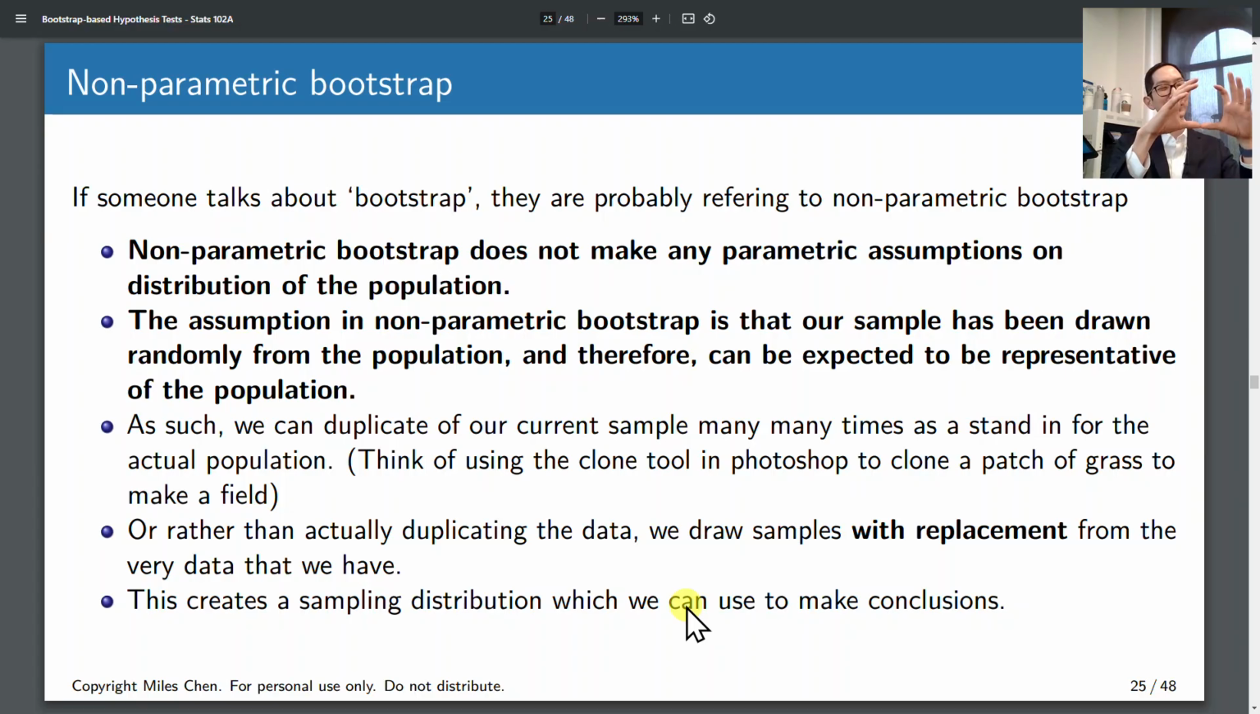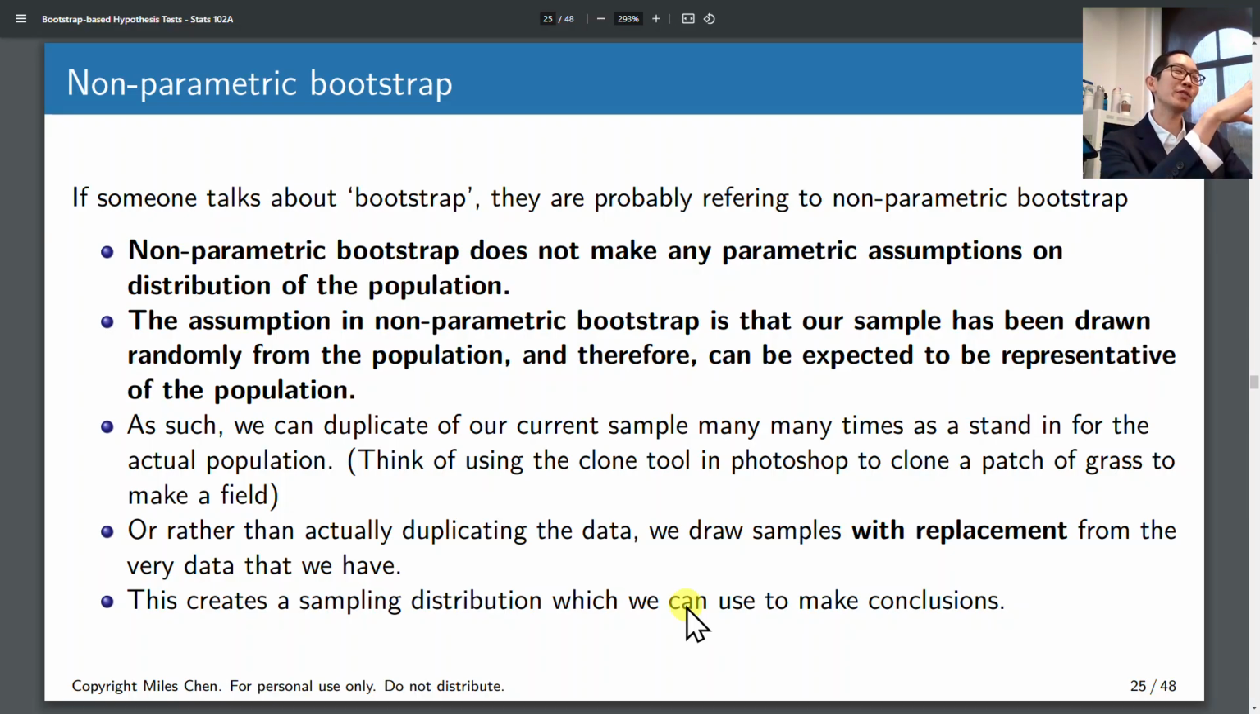I don't know if you've ever played with Photoshop or something, but let's say you needed to fill in part of the picture with a bunch of grass. What you can do is take a little patch of grass and then clone it everywhere. You just copy and paste that grass everywhere. And now it looks like the whole picture is filled in with grass. And if your patch of grass is representative of your average patch of grass, then it will probably look okay.